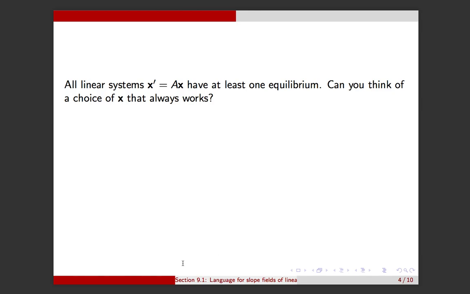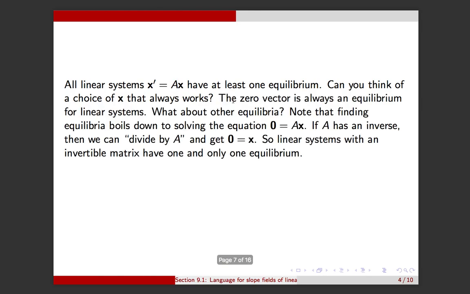So if we were in class, the first question I would ask you is: is there a choice of x that always works? Can you think of an equilibrium for any linear system? A vector such that its derivative equals the matrix times itself. If you think about it a little bit, you'll discover this solution. The zero vector is always in equilibrium. Why is that? Because the derivative of 0 is 0, and A times 0 is 0. So you get 0 equals 0.